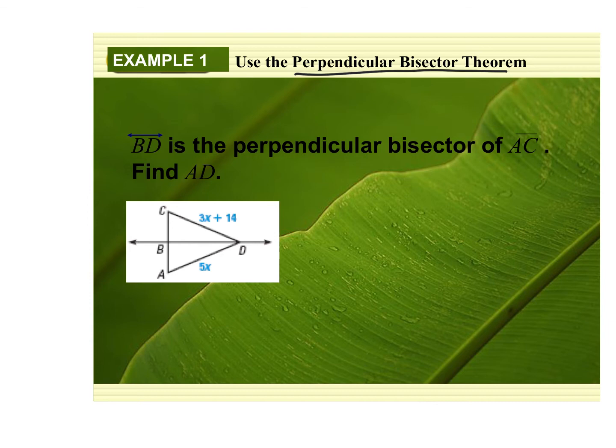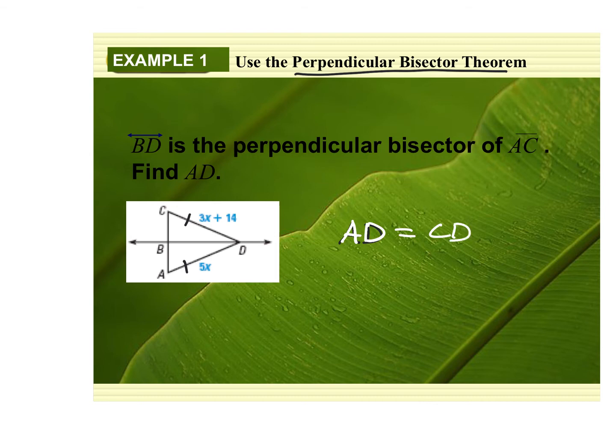Let me go ahead and switch some colors. I know it's kind of hard to see with the green. Here, if point D is on that perpendicular bisector, then I know that the length of CD is equal, or equidistant from point D, to segment AD. So I can go ahead and set these two equal to each other. Let me do it in white so it shows up a little better. AD is equidistant to CD.